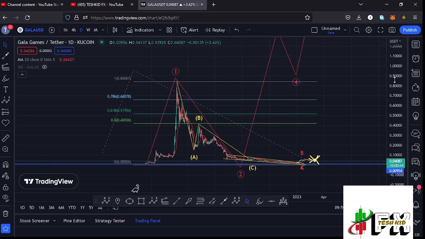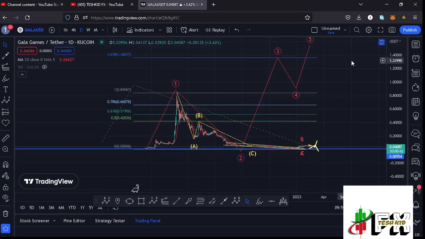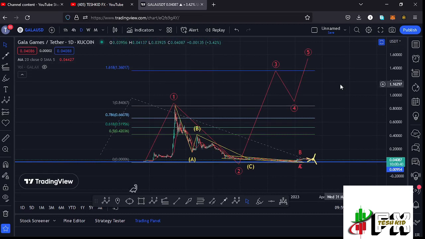ABC corrective structure in a move that gave us a low in the formation of that higher ADOT wave count 2. And after seeing the low for that second wave, whatever we expect next is the start of this massive bounce to the upside in the formation of this wave 3, where I have minimum target areas at the fib of 1.618, and that is at around the $1.36 mark, and that is the minimum that I'm expecting Gala games to do on the long-term scenarios. And let's be patient and see how that plays out, and I'll be keeping you updated.